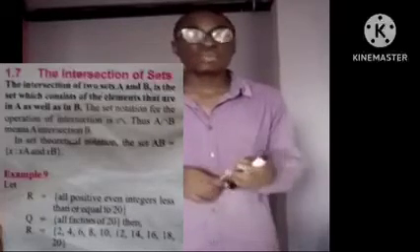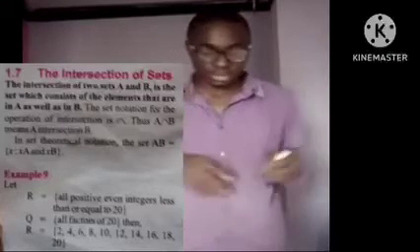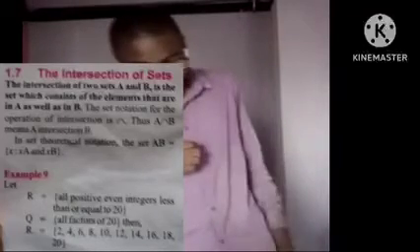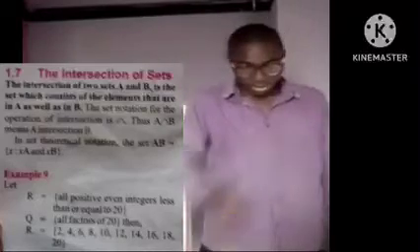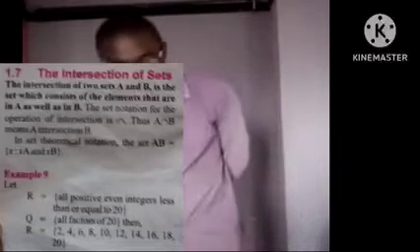But then let's give an example. In this example, we have that let R equal all positive even integers less than or equal to 20, and Q all factors of 20. Then R equals 2, 4, 6, 8, 10, 12, 14, 16, 18, 20. So basically, these are different kinds of sets, and you can be asked questions like this: look for the intersection of sets.